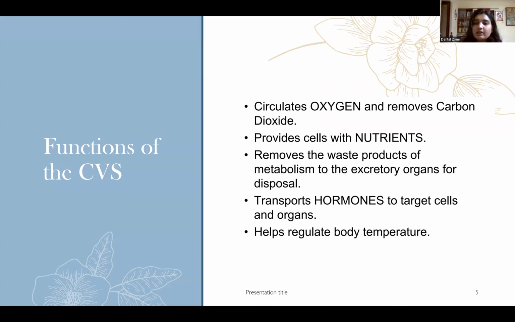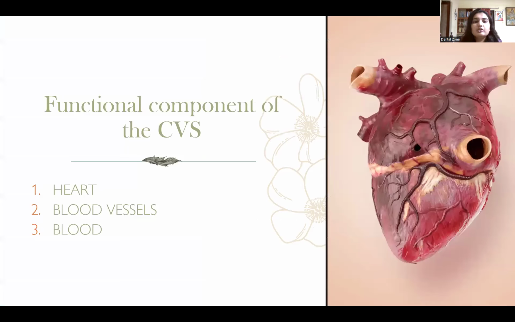See, blood is the only organ that travels throughout our body. So when blood is traveling throughout our body, it will provide oxygen wherever it is needed. It will take away carbon dioxide. It will also provide nutrients wherever it is needed. It will collect all the waste products from metabolism, and then transport them to the excretory organs. It will also transport hormones to target cells and target organs, and it will help us regulate body temperature. So the functional components of the cardiovascular system are the heart, blood vessels, and the blood.